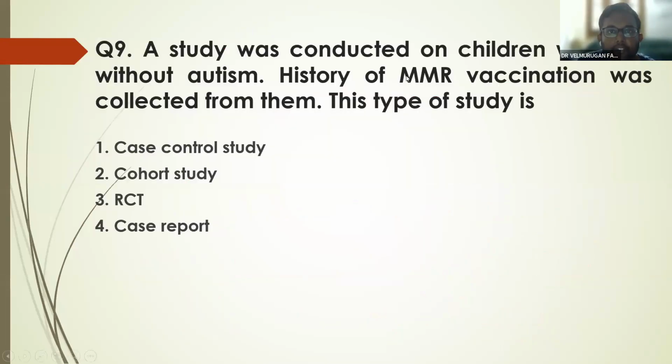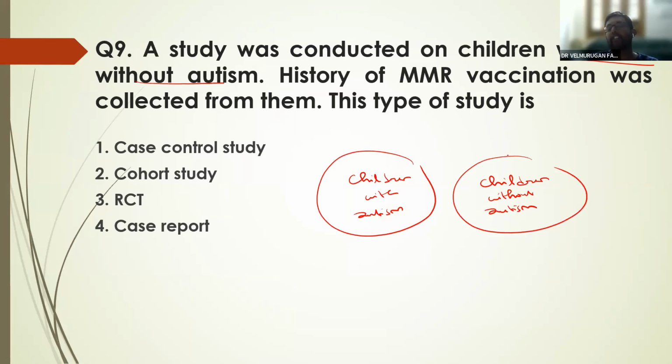Next, a study was conducted on children with and without autism. So this is children with autism, then without autism. What we are doing is looking for a history of MMR. A long time back, I think in Europe or some other country, with a lot of MMR vaccination, they got autism as a side effect. So they are studying children with autism and children without autism, and how many had MMR.